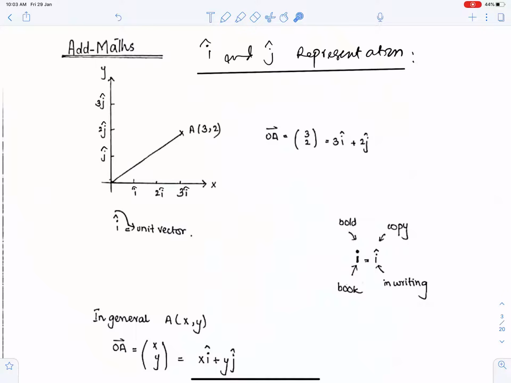Well, in books you will find this notation instead of this, because in books they write i in bold, and in writing we write i cap. So we use this notation. In books you will find this notation. They both mean the same thing.